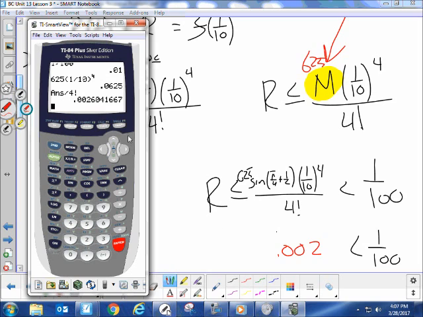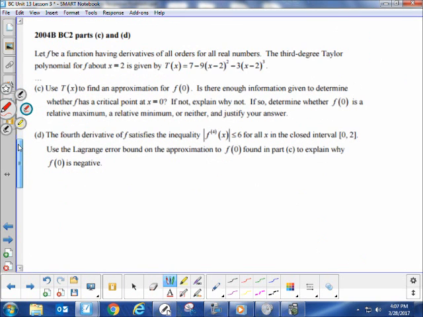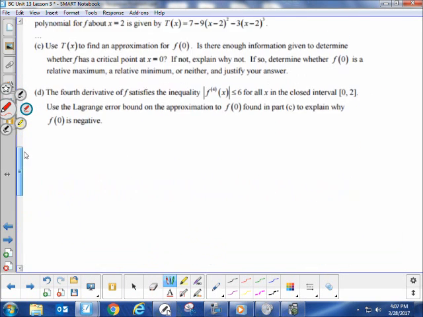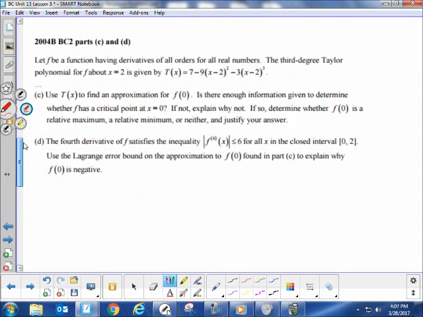And I got a very similar value, 0.0026, which is definitely less than 1 in 100. Okay, let's do another one.